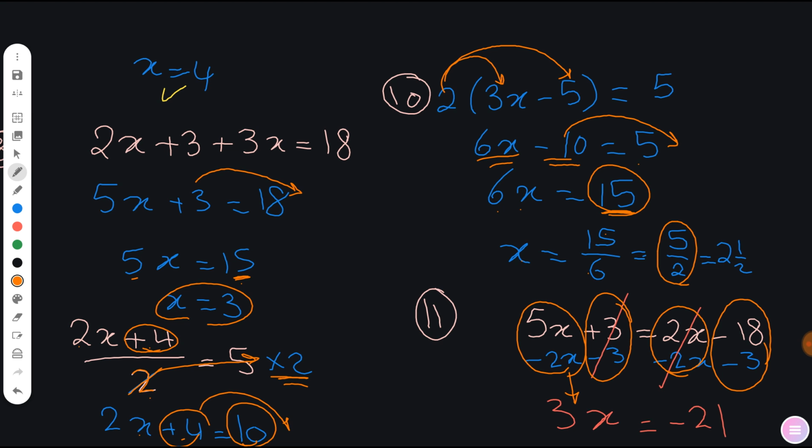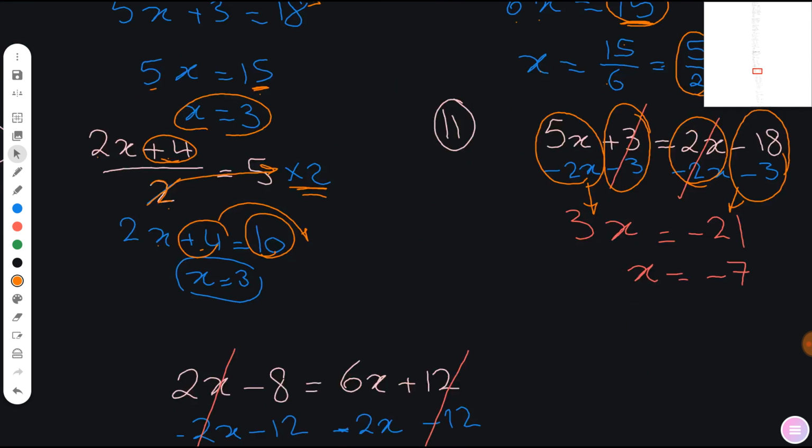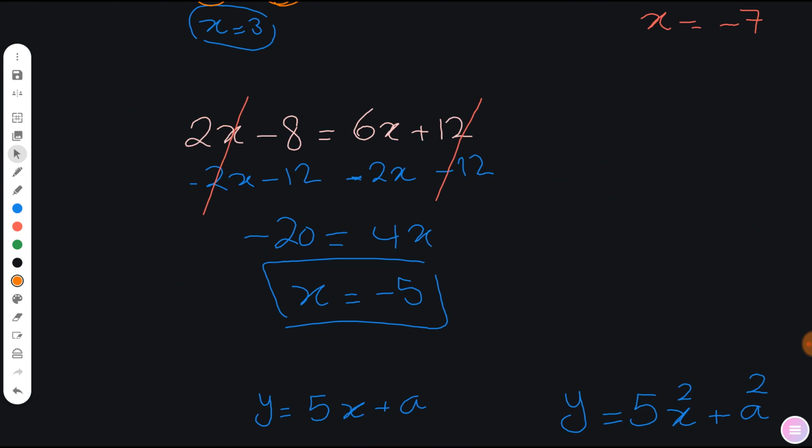The same here, but we need x to the other side to avoid a negative sign, so we'll get rid of this from both sides. Then this will be negative 20 here, and 4x here, so the answer will be -5.